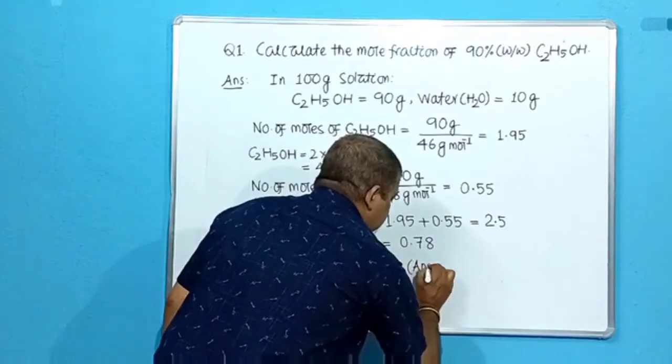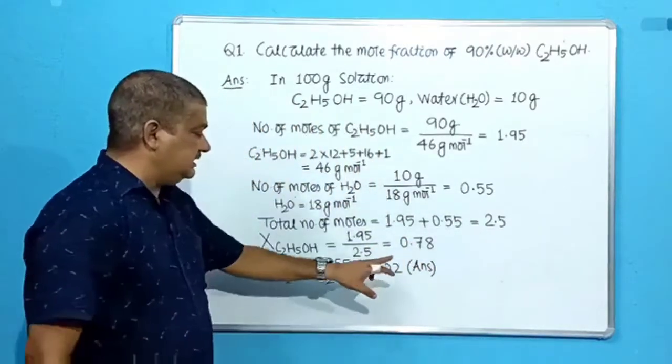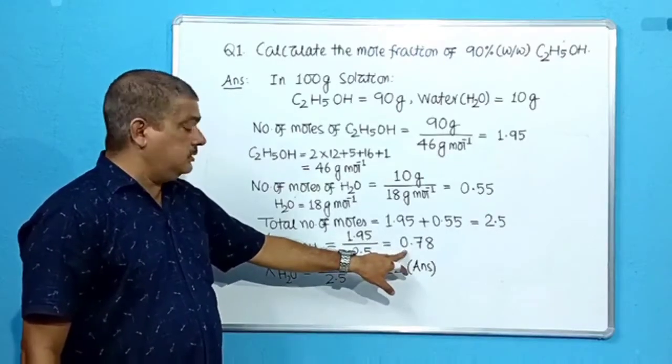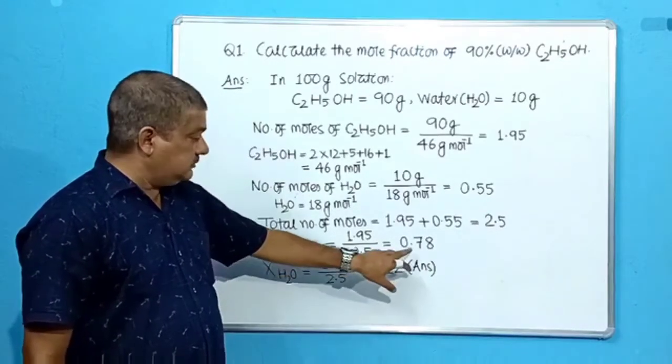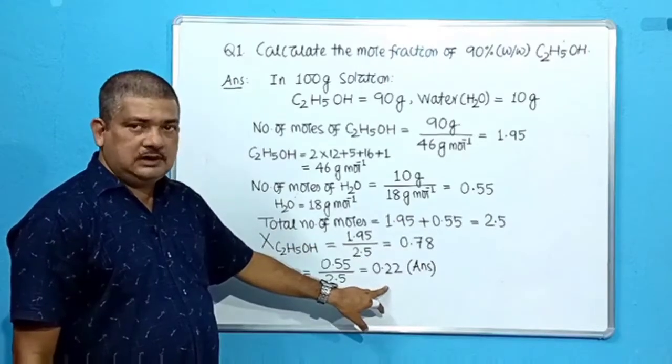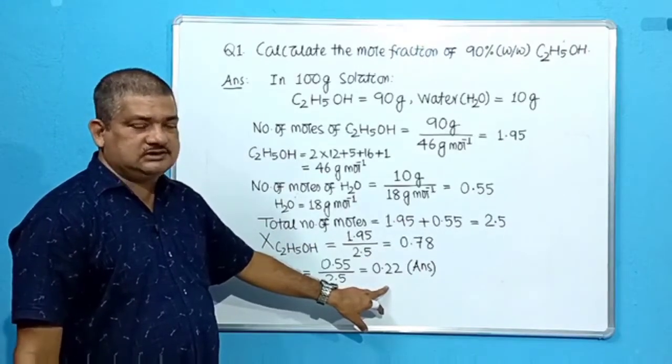And how to cross check it? I told you, you can add the mole fractions. Sum of all mole fractions of components present in the solution will be 1. So, 0.78 plus 0.22 will be 1. So, this is how you can cross check them.